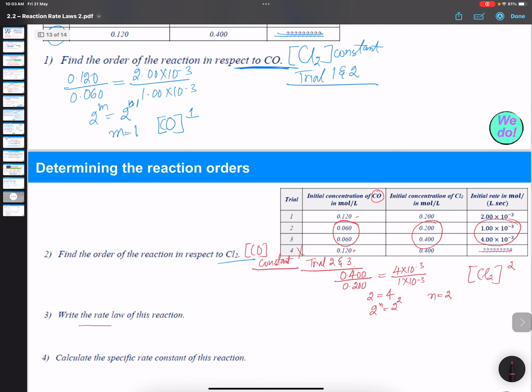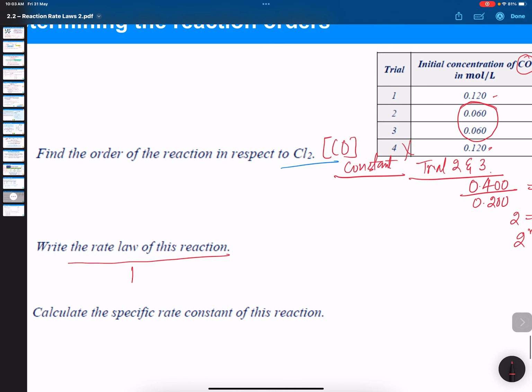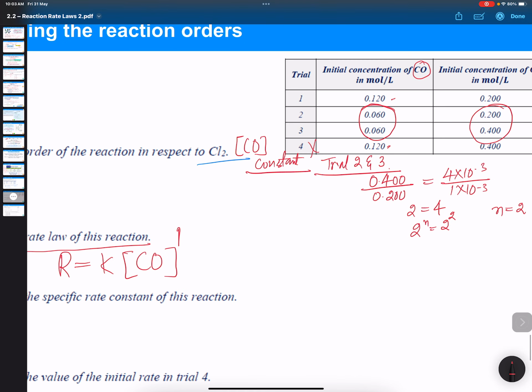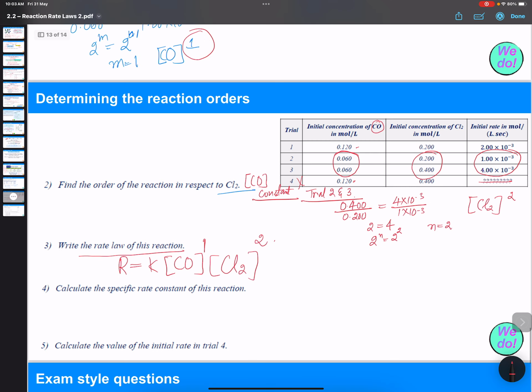So now write the rate law. They are saying rate law. So rate is equal to K, concentration of CO with order 1, as you can see, which we have found, and Cl2 with order 2. All right. Then they say it's a leading question, so you have to go step by step.